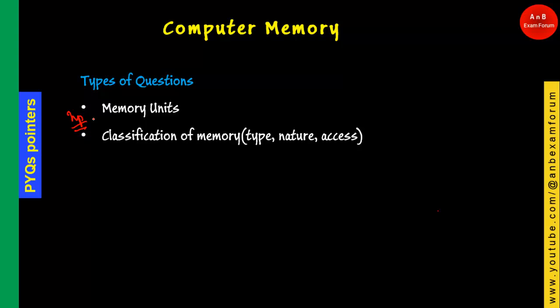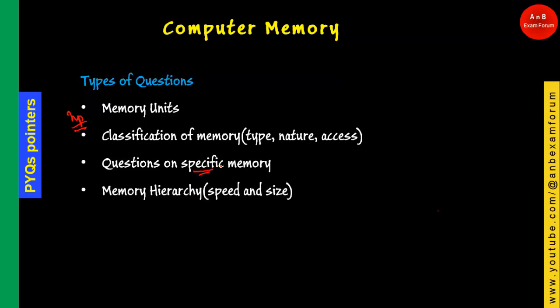The next one is the classification of memory. So he can ask you the type of memory from the options. The next one is on specific memory. So he will take any type of memory and from that particular memory he can ask you the question. And the last one is the memory hierarchy, where he can ask you the speed and size of a particular memory, like which of the memory is fastest or which of the memory is the slowest one.